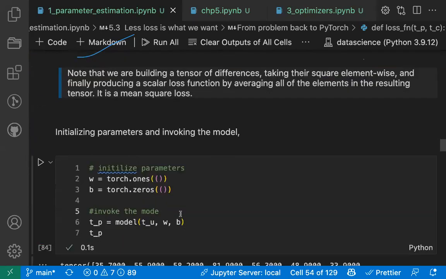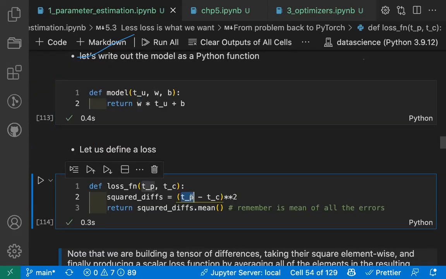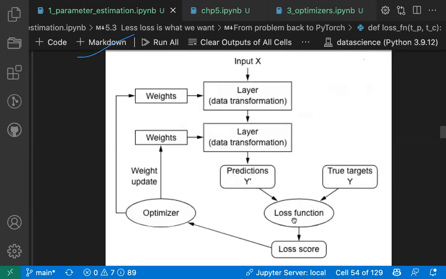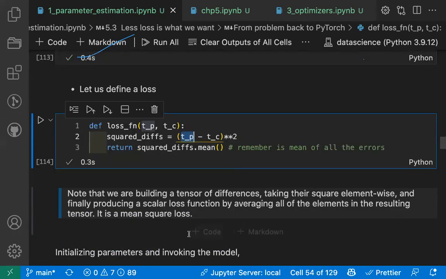Okay, so let's initialize our parameters. Now we define our model, we define our loss, right? Let's initialize the weight, just use some random values, and now make some prediction.